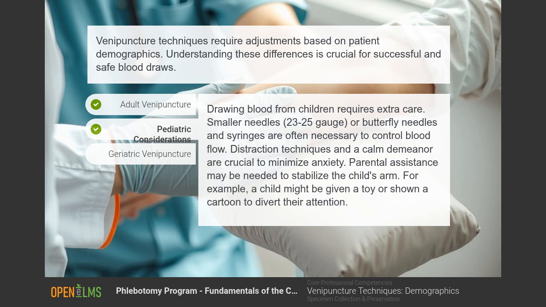Drawing blood from children requires extra care. Smaller needles, 23 to 25 gauge, or butterfly needles and syringes are often necessary to control blood flow. Distraction techniques and a calm demeanor are crucial to minimize anxiety. Parental assistance may be needed to stabilize the child's arm. For example, a child might be given a toy or shown a cartoon to divert their attention.